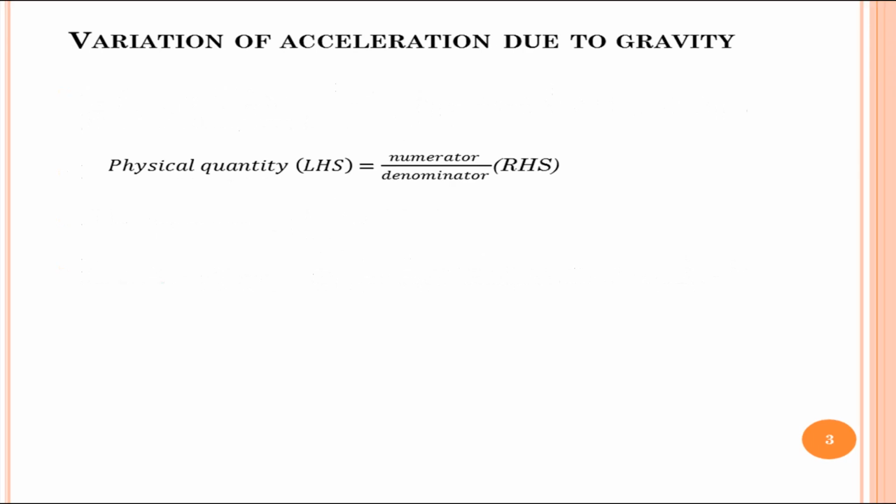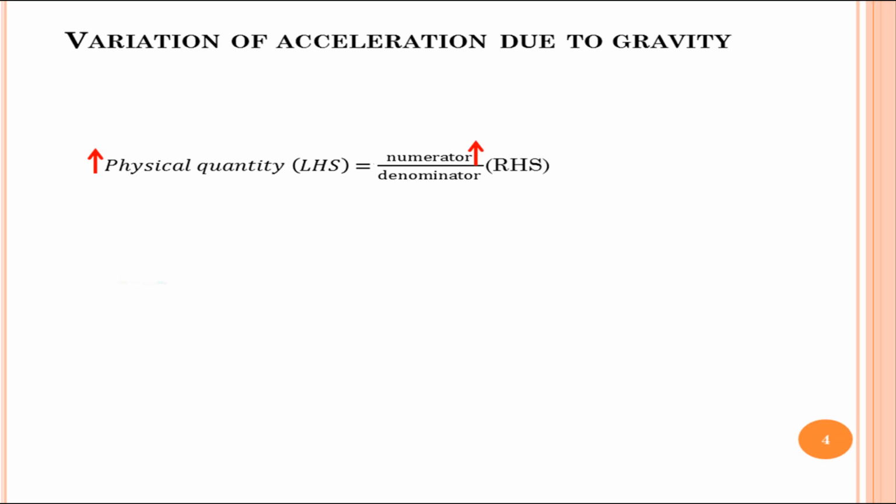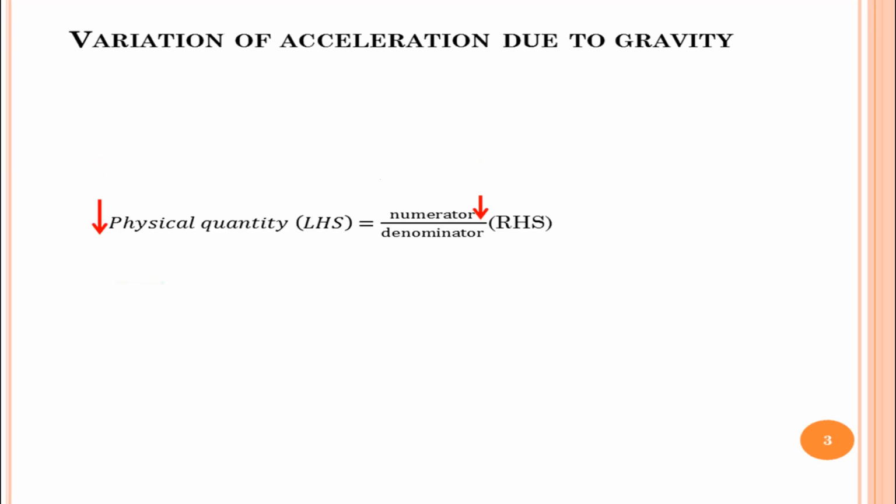Before analyzing the physics formula, you must have the knowledge of a little mathematics. That is, if any physical quantity is related by a formula which has a numerator and denominator, in such cases, the quantity on the left hand side is directly proportional to the numerator. That means if the numerator quantity increases, then the quantity on the left hand side will also increase. However, if the quantity in the numerator decreases, then the quantity on the left hand side also decreases.